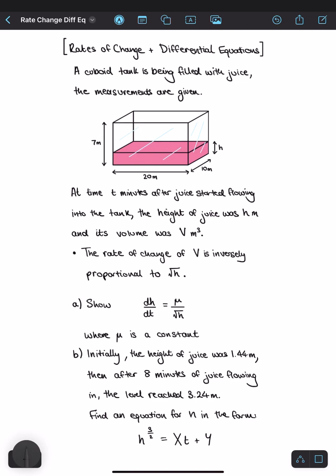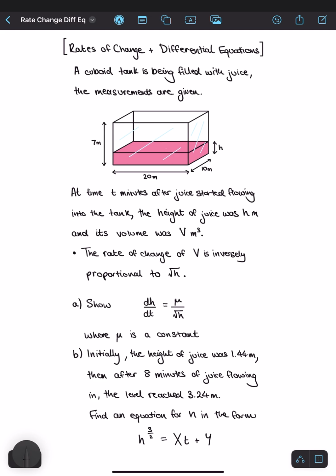I'm going to show you how to easily solve rates of change and differential equations questions. So a cuboid tank is being filled with juice and the measurements are given in this diagram. The time t minutes after juice started flowing into the tank, the height of the juice was h meters and its volume was v meters cubed. The rate of change of v is inversely proportional to the square root of h. Show that dh by dt is equal to mu over the square root of h, where mu is a constant.